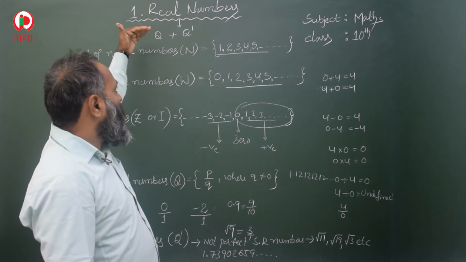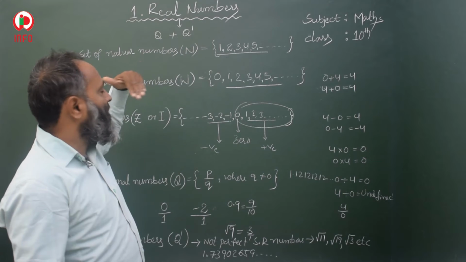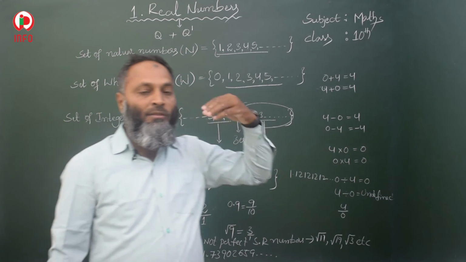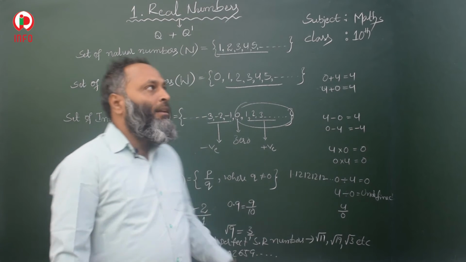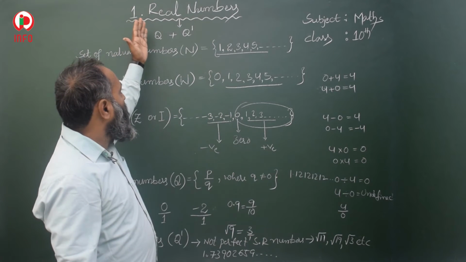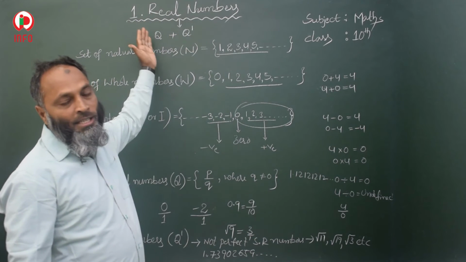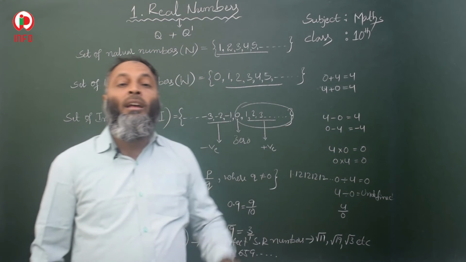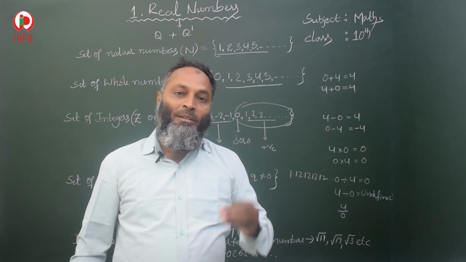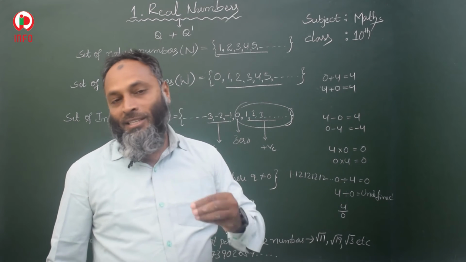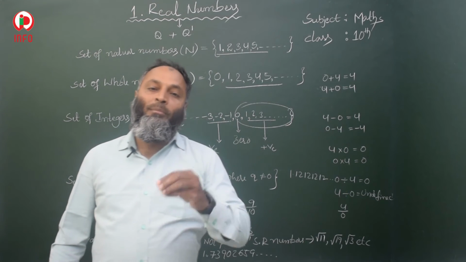So the next number system is real numbers. Now in this class we are going to discuss real numbers. Real numbers are the combination of rational and irrational numbers. Rational and irrational numbers are real numbers. Okay students, today in this class we are going to discuss real numbers.